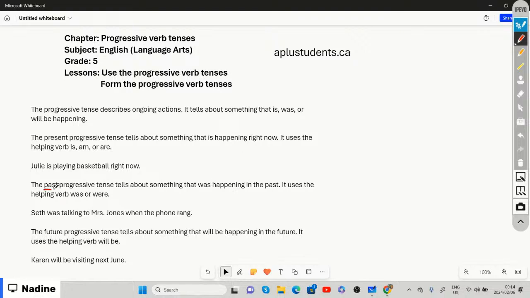And then we have the past progressive tense. The past progressive tense tells us about something that was happening in the past. We said it happens in the past, and it uses the helping verb was or the helping verb were. We use was when referring to one person or thing, singular, and were when referring to more than one person or thing, plural form.